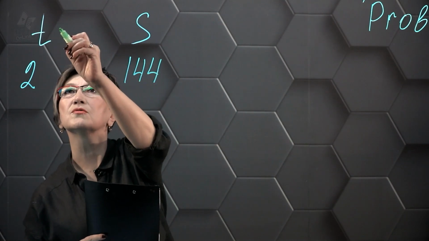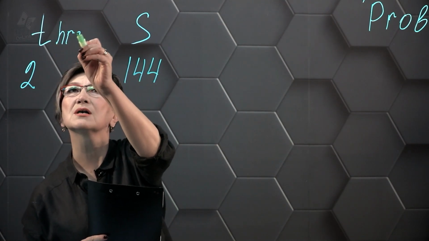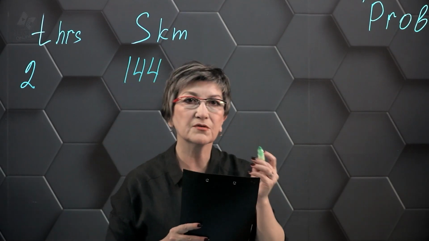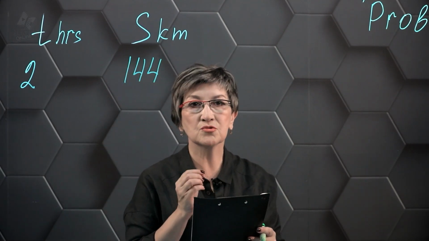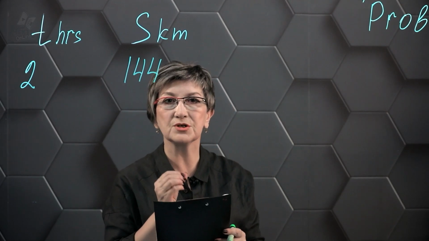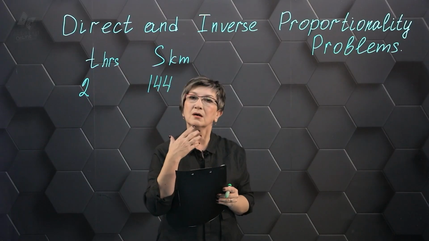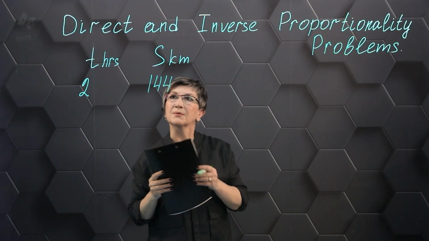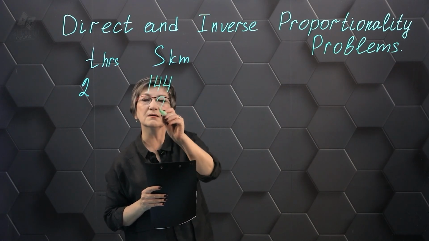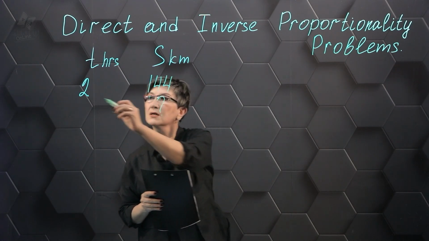Let's write down that we're going to write time in hours, and the distance in this problem is written in kilometers. We need to find out how many kilometers the car will travel if it is on the road for 5 hours. What distance will it travel? So I'm going to write down the distance, question, and 5 hours. I write 5 hours.